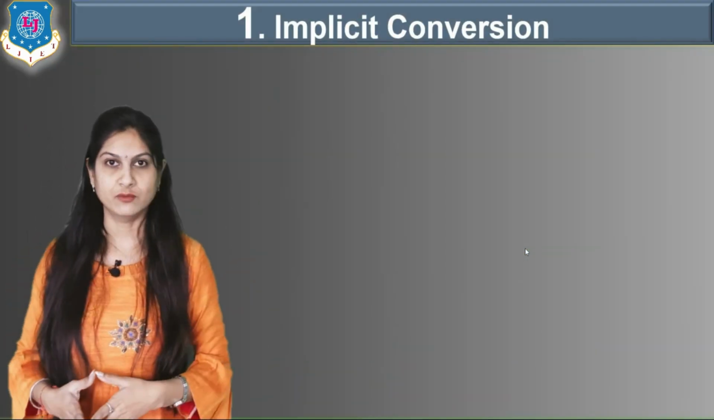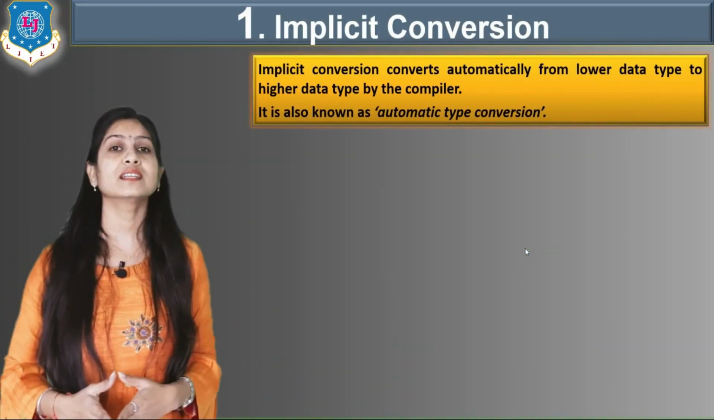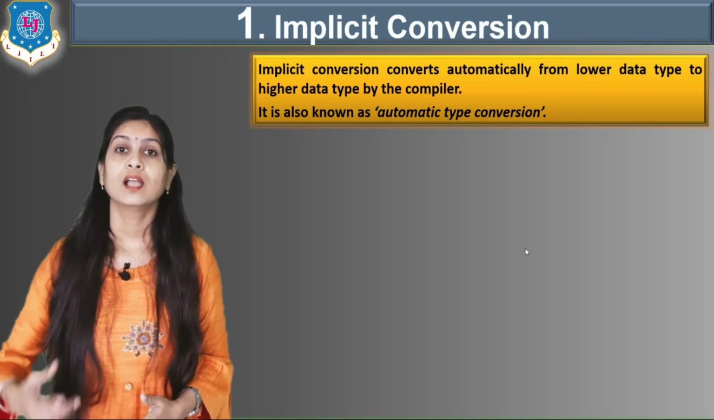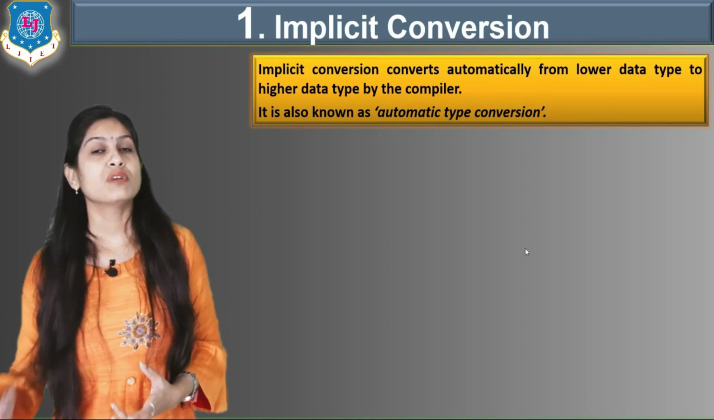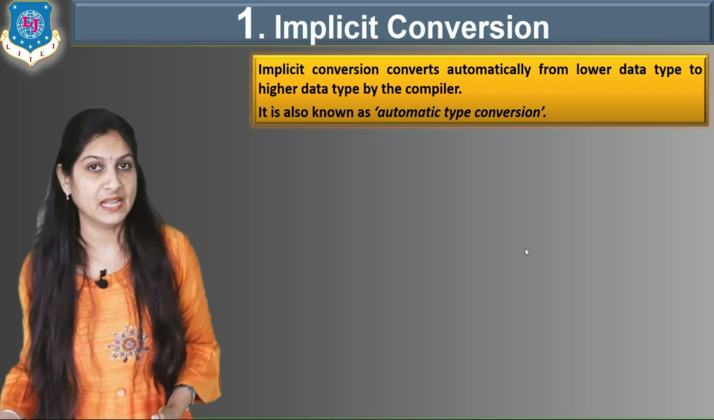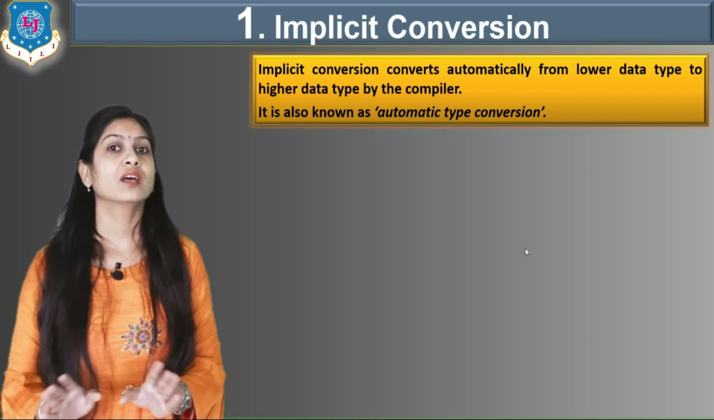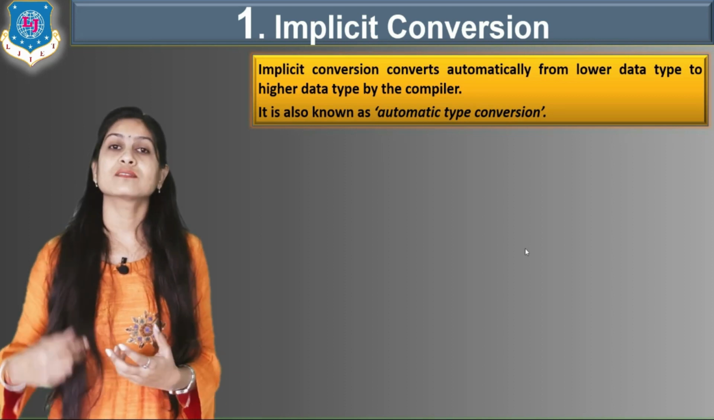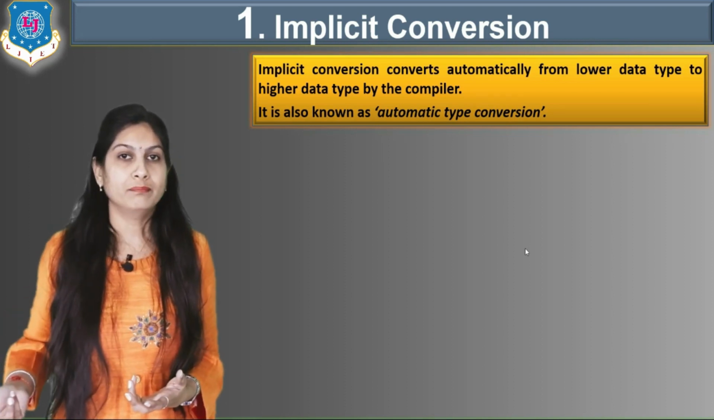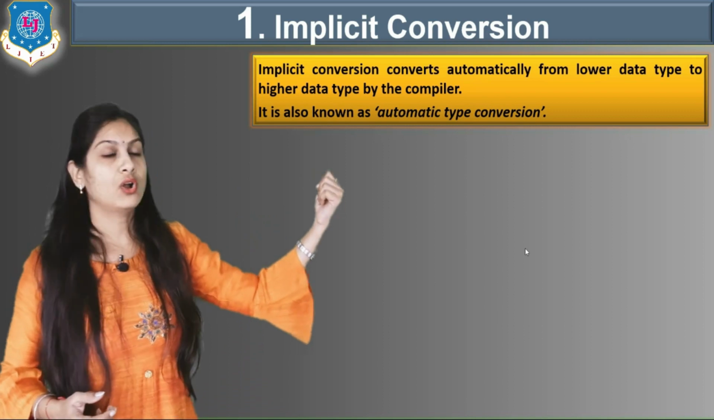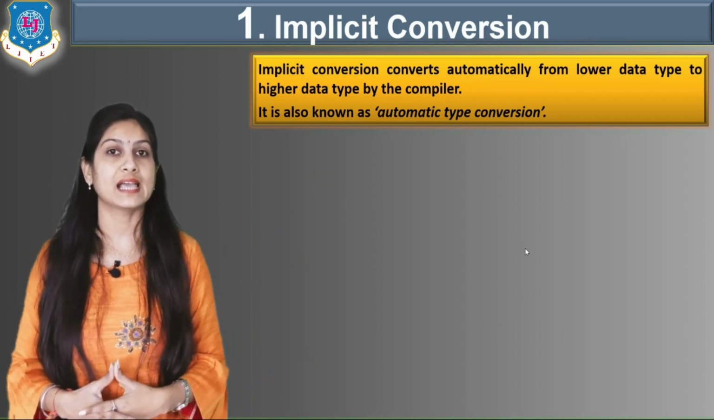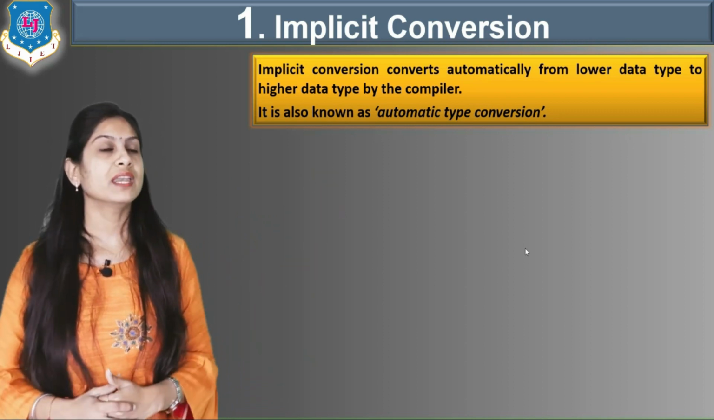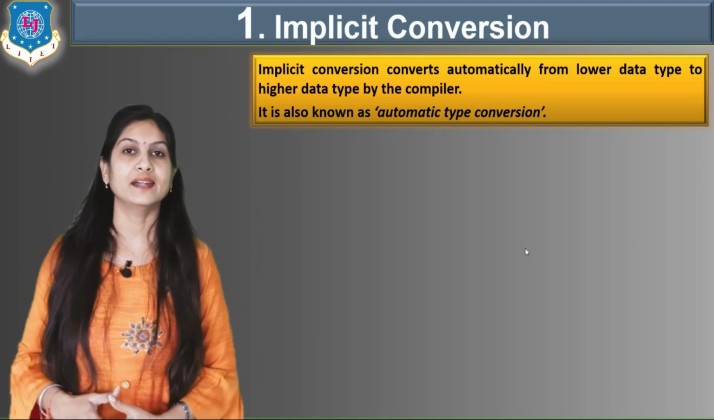First, implicit conversion. Implicit conversion converts a lower data type into a higher data type by the compiler. So here the user does not have to perform any operations? No, it is automatically done by the compiler. That's why it is also known as automatic type conversion. And what is the meaning of lower data type and higher data type?